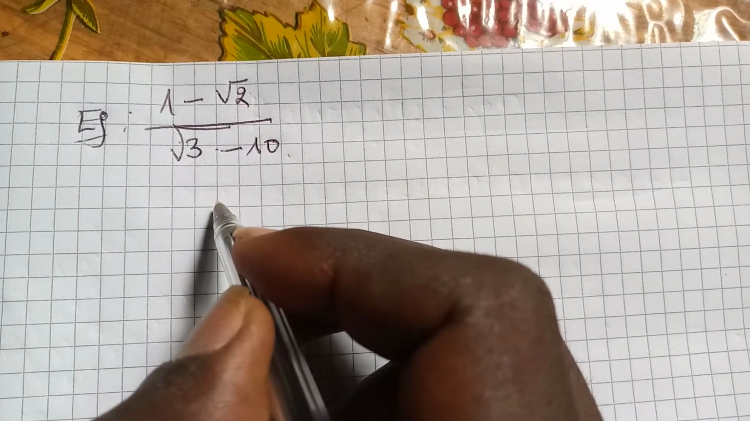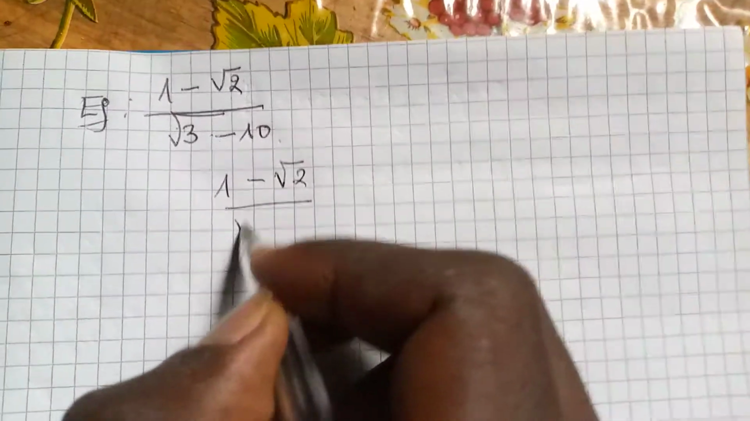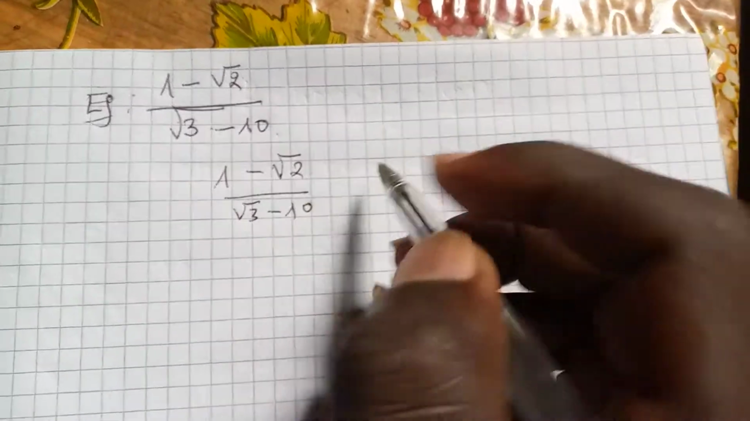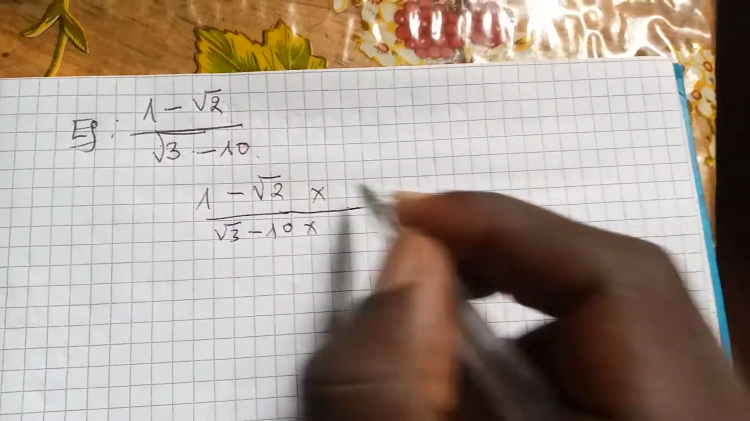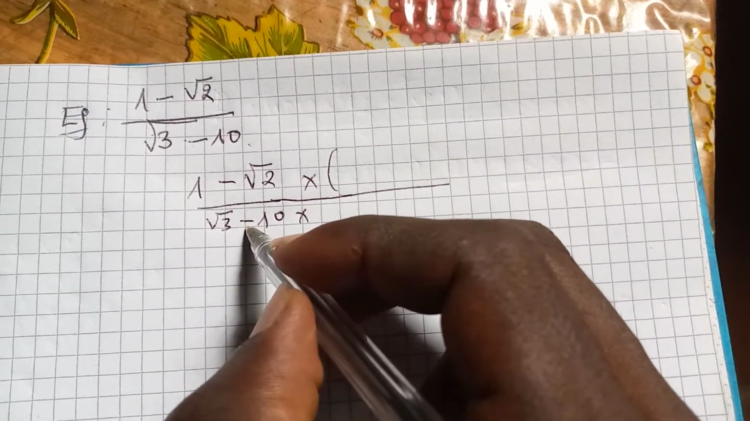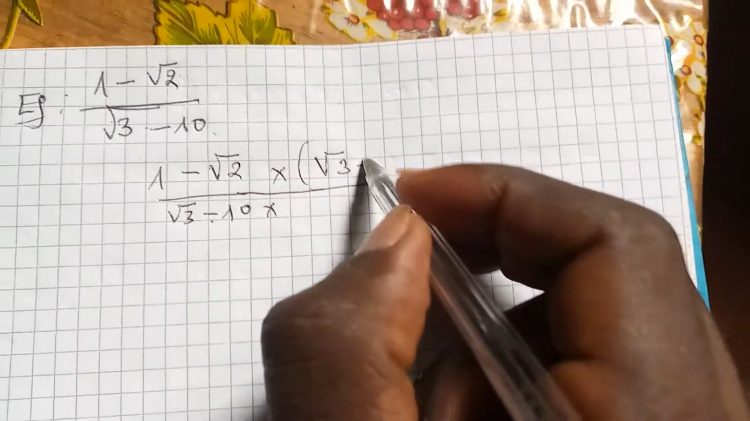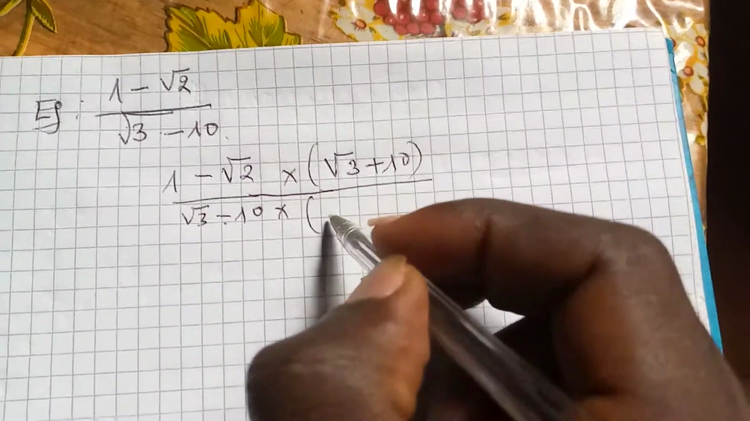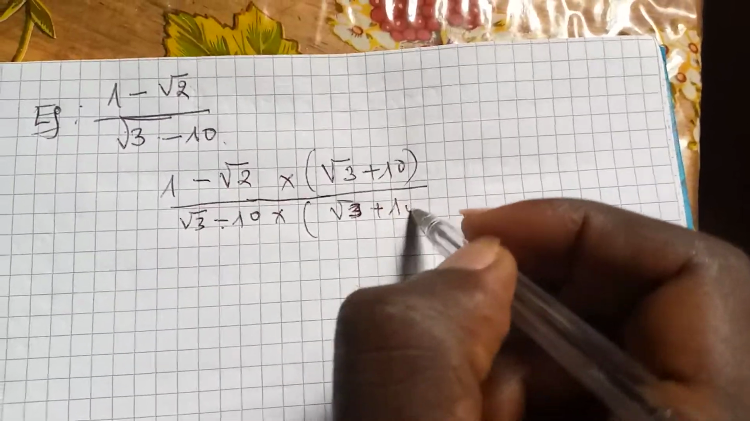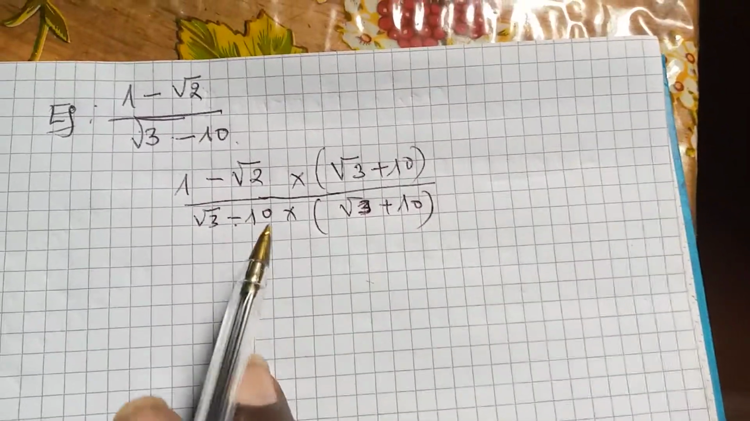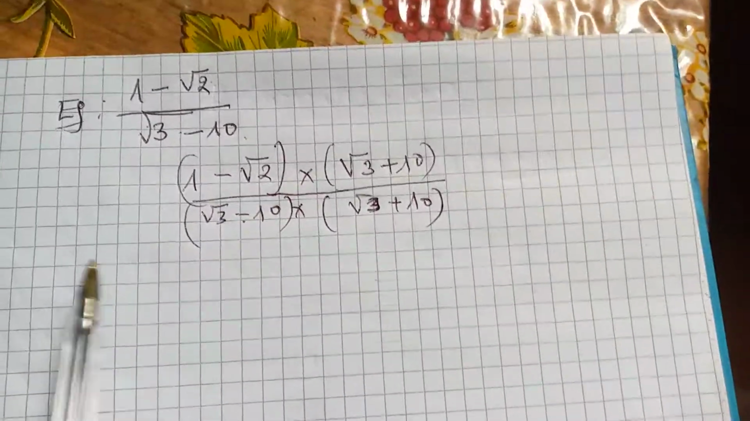Here we will find that it is equal to 1 minus square root of 2 divided by square root of 3 minus 10. Then we multiply both sides with the changed sign. If here it is minus, it will be plus, so we multiply by square root of 3 plus 10, over square root of 3 plus 10. Then, after doing this, we have to remove the brackets by multiplying one by one.